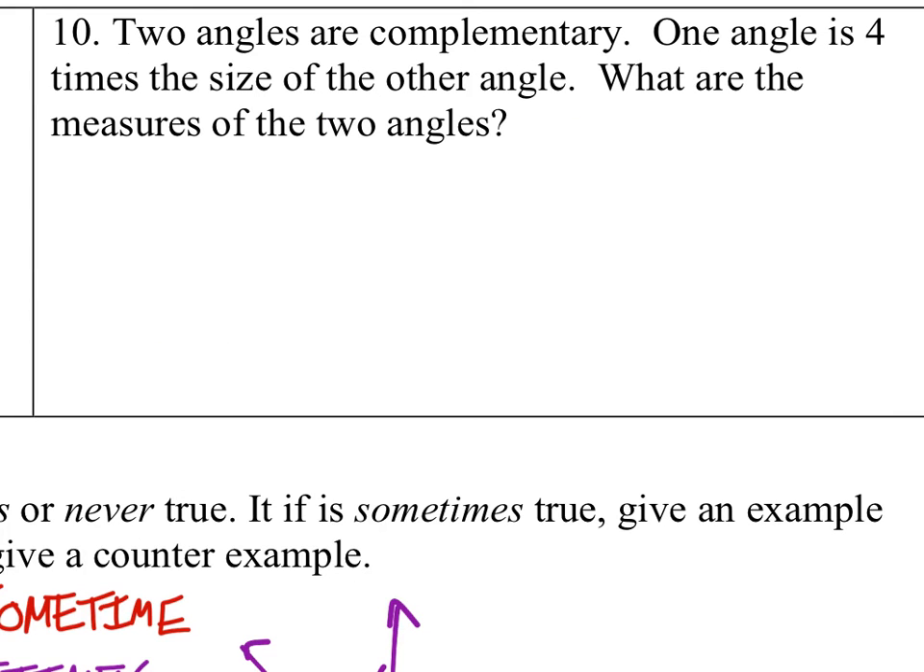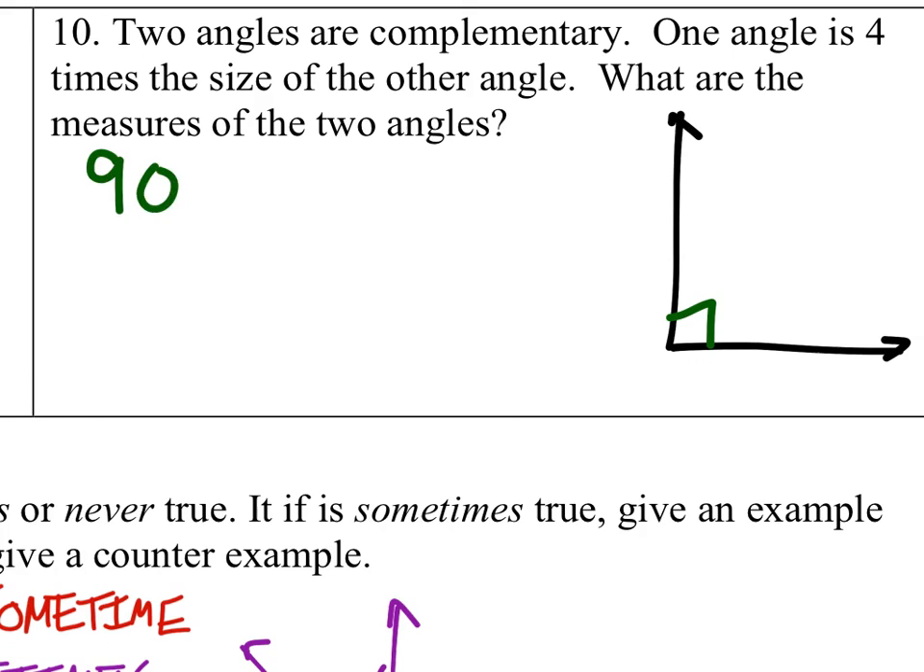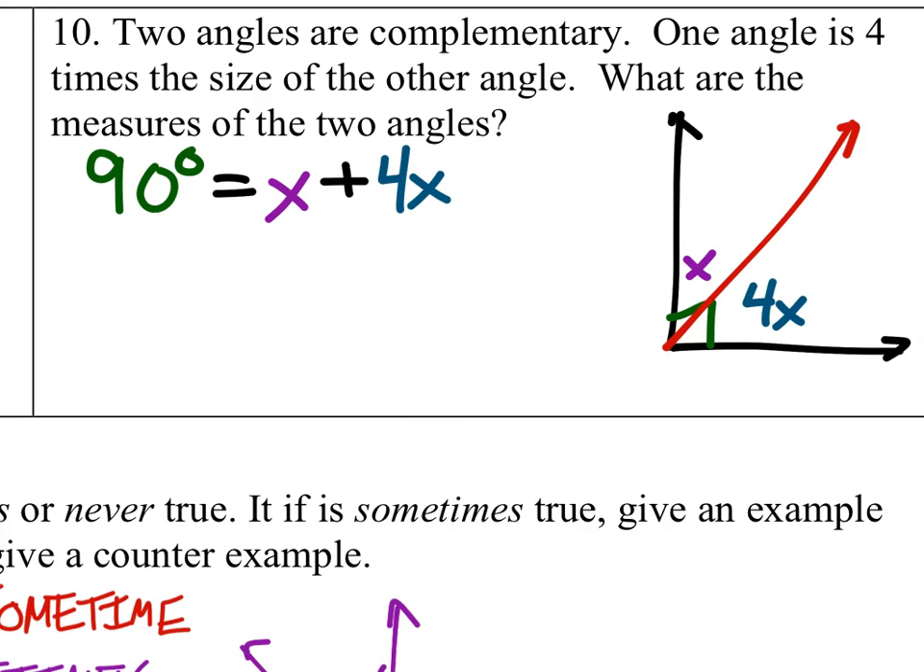Two angles are complementary. One angle is 4 times the size of the other. What are the measures of the angles? It may be helpful to see a diagram of this. So it's 90 degrees, right? But this has been split up like these. And one angle, let's say this is the smaller angle, so it's going to equal x. But the other angle is 4 times that value. So if we combine the two, then we get 90 degrees.